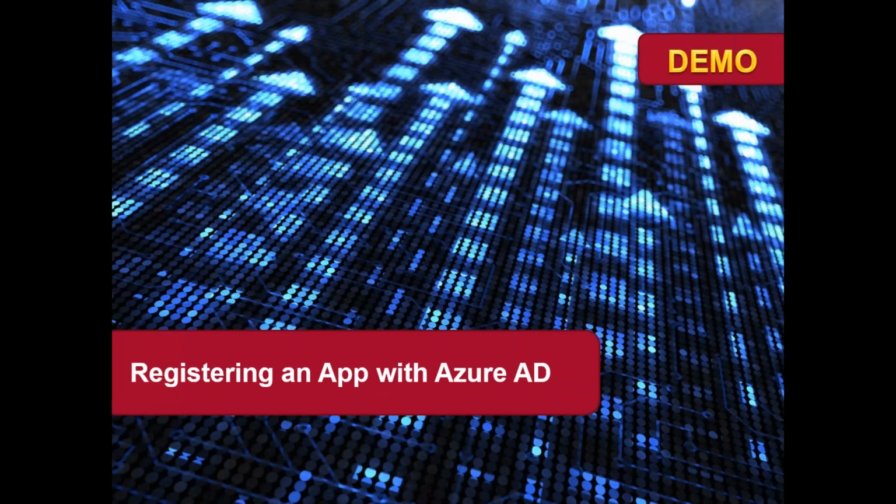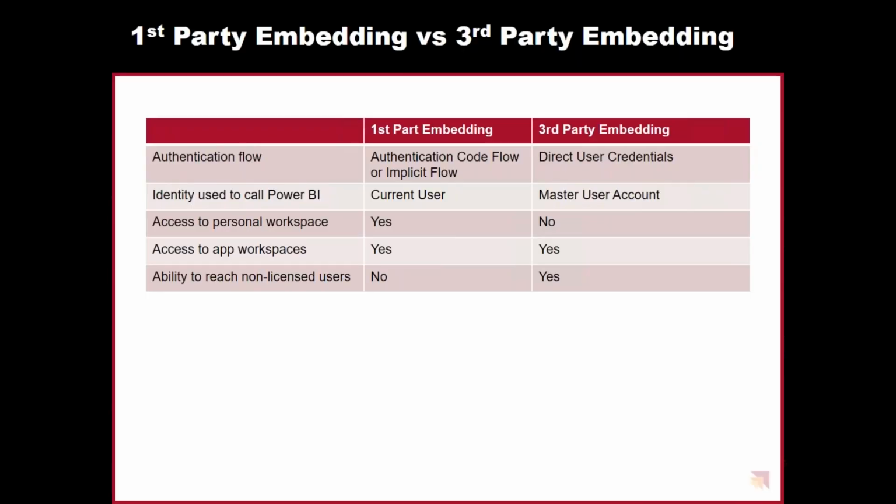So in just a second, we'll take advantage of that application. Now, just to recap, if you are using first-party embedding, the authentication flows that you can use are either the authorization code grant flow or the implicit flow. Third-party embedding is going to force us to use something called direct user credentials against the master user account.